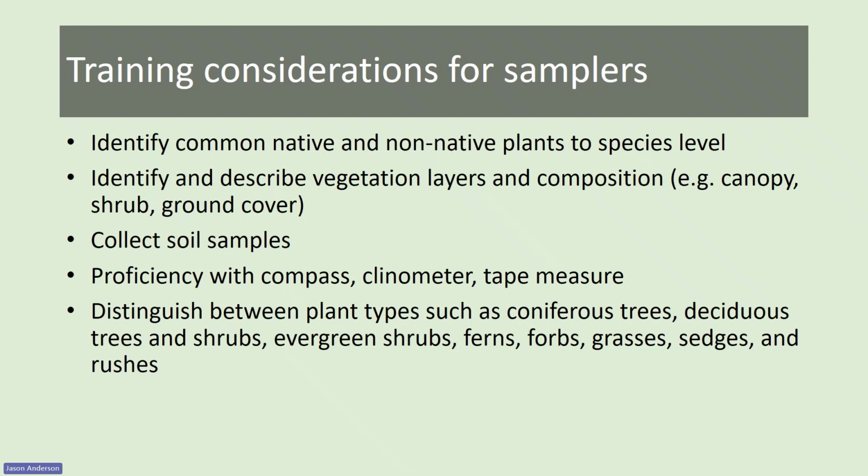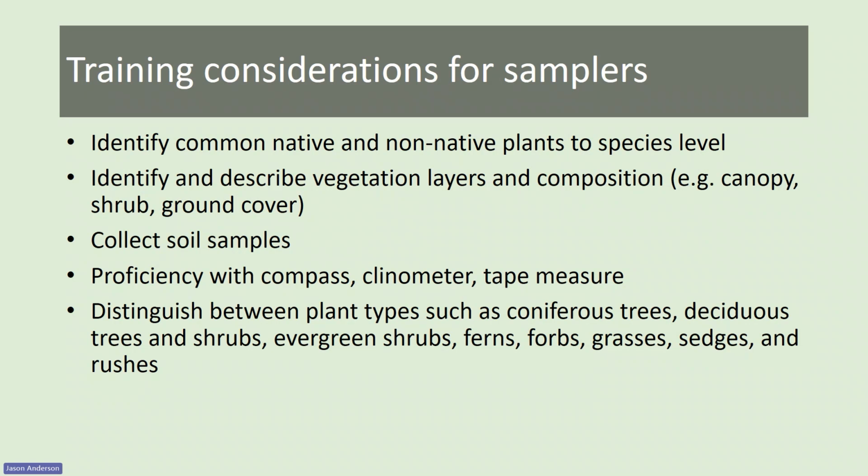A few notes on training considerations. If you plan to have samplers identify plants to a species level, you've got to ensure that they receive training and have sufficient knowledge of resources available to make these determinations quickly. Stopping to use Google Lens or PlantSnap on every plant is inefficient.